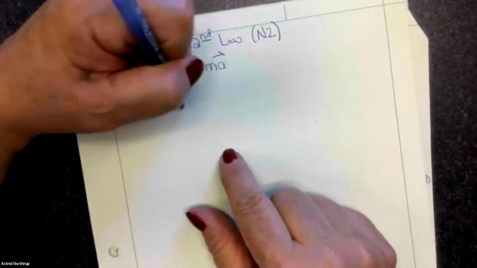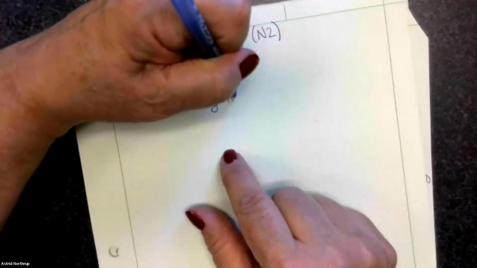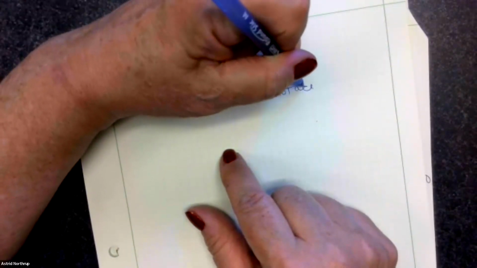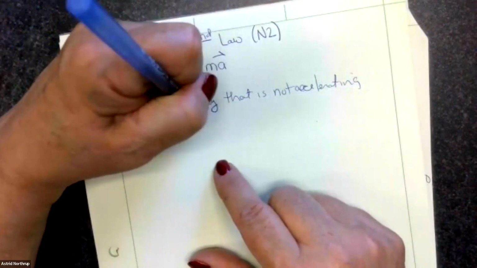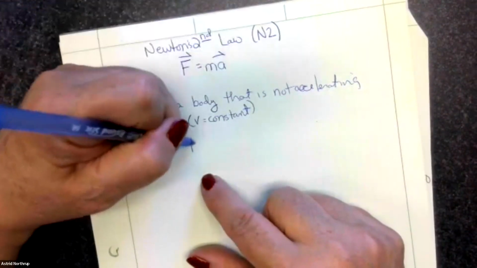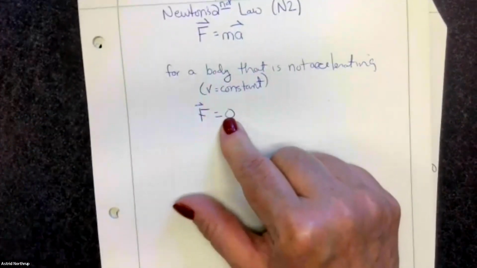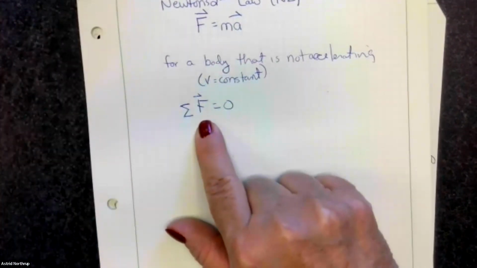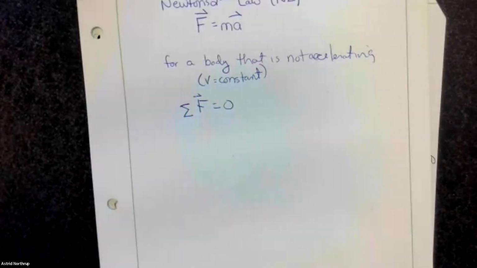For a particle, or for a body, we'll be more general with this, that is not accelerating, that means the velocity is a constant. That means that if the acceleration is 0, the forces are equal to 0. It seems like we're going to have a very short discussion, except the fact they can have more than one force. And as long as the summation of forces in any vector direction is equal to 0, the body will not move in that direction.